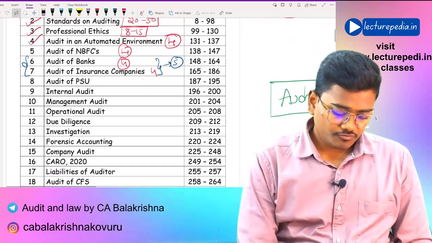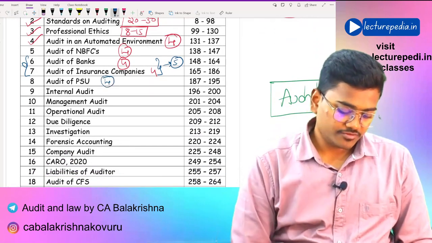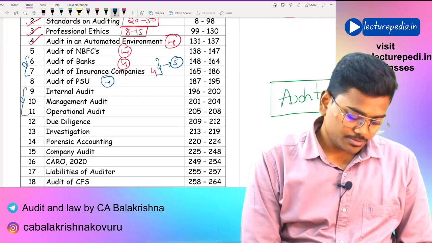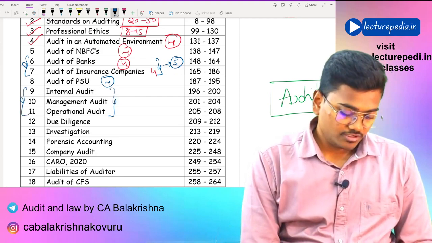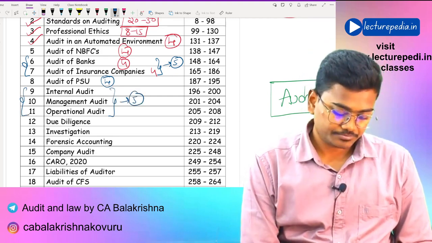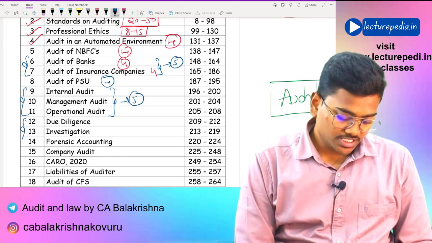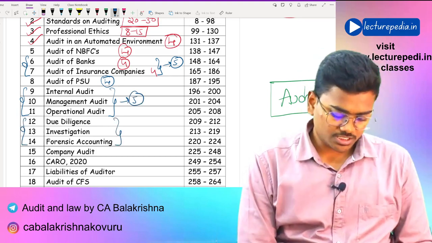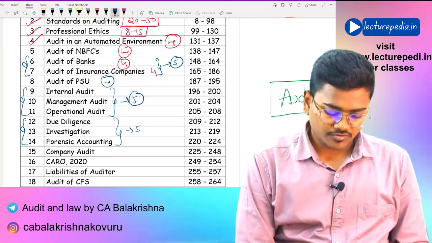And next, audit of PSU, even this is a 4 mark weighted chapter. And coming to internal audit, management audit, and operational audit, from these 3 chapters together you can expect 5 marks. In the same way, due diligence, investigation, and forensic accounting, from these 3 chapters also you can expect around 5 to 7 marks.